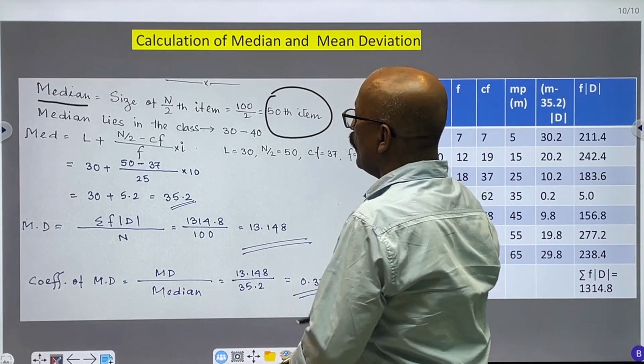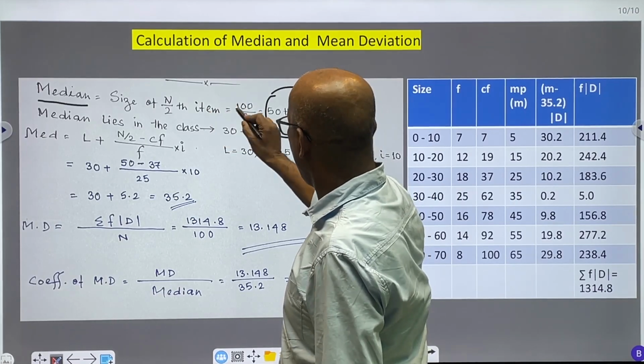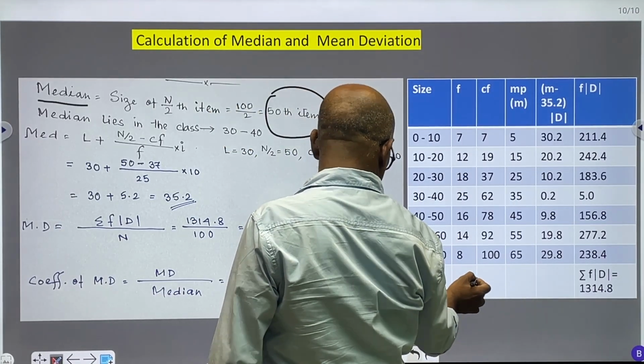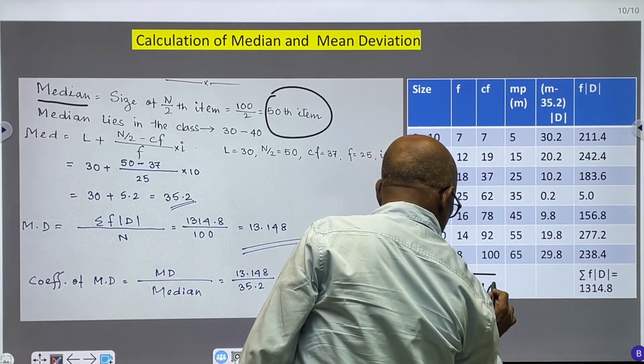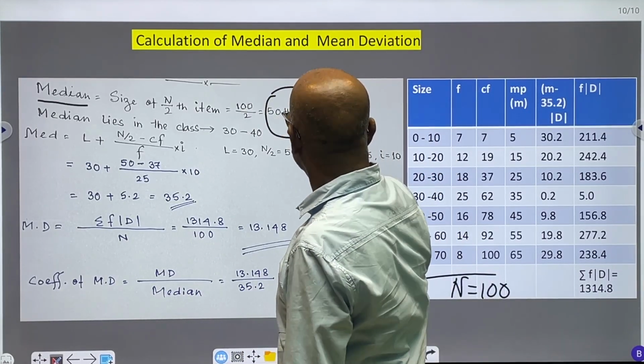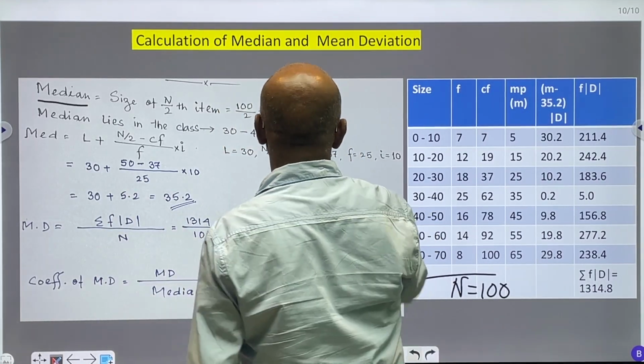Now the size of n plus 1 by 2 item. N for this is 100. N means this is 100. N is equal to 100. Okay. So 100 by 2 is equal to the 50th item. Now we have to see where this 50th item is.